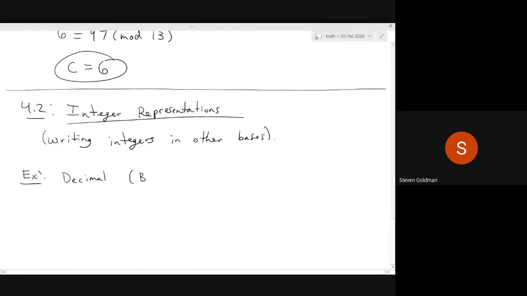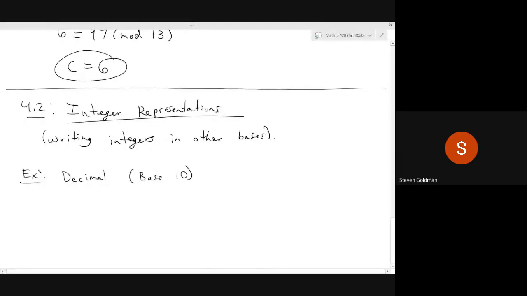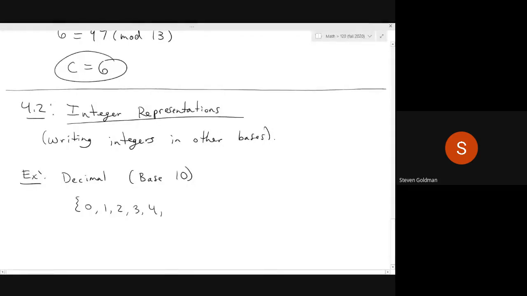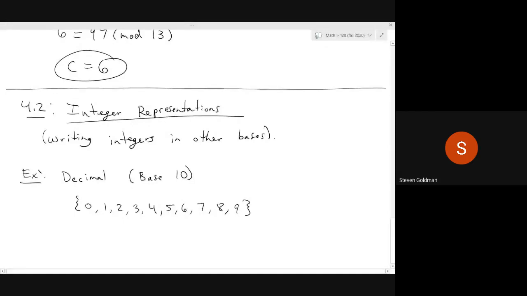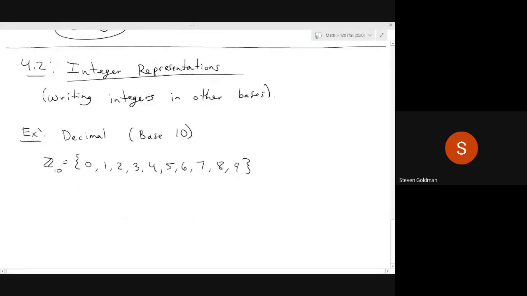Which is base 10. Why is it called base 10 or decimal? Deci for 10, because there are 10 digits that are used to represent numbers in base 10. Those are the digits 0 through 9. Every number in base 10 is written using these 10 digits.